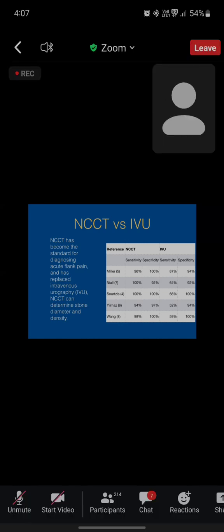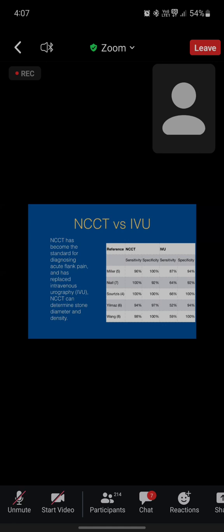The advantage of non-contrast CT scan is there is no need for giving intravenous contrast, which is nephrotoxic as well as allergic. It is a single shot investigation with a high spiral CT scan. It can be done within 5 minutes. It has a very high sensitivity and specificity, almost 95 to 100%. All stones more than 2 millimeter can be diagnosed.